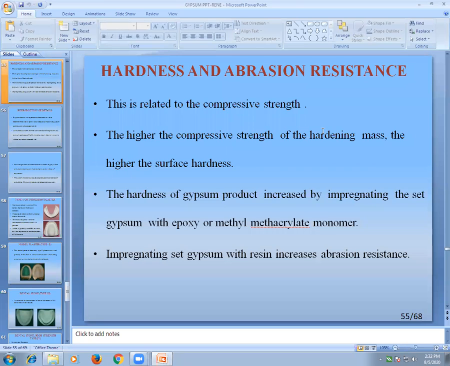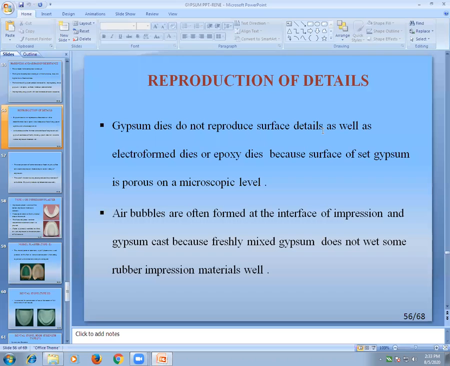So, hardness and abrasion resistance. This is related to the compressive strength. The higher the compressive strength of the hardening mass, the higher the surface hardness. The hardness of the gypsum product is increased by impregnating the gypsum with epoxy or methyl methacrylate monomer. So impregnating gypsum with resin increases the abrasion resistance.